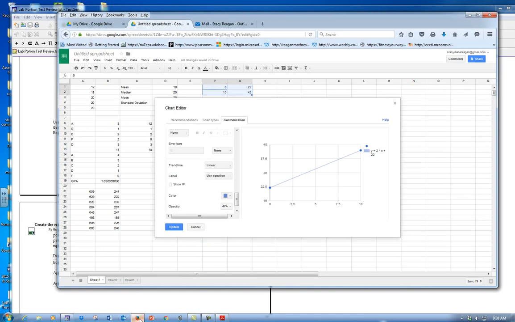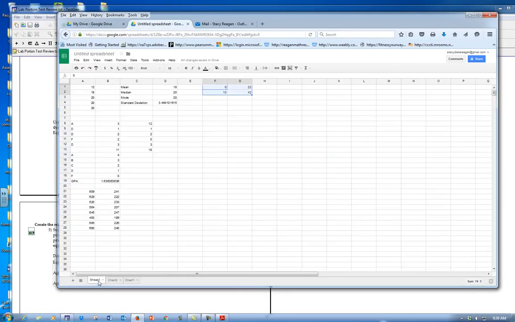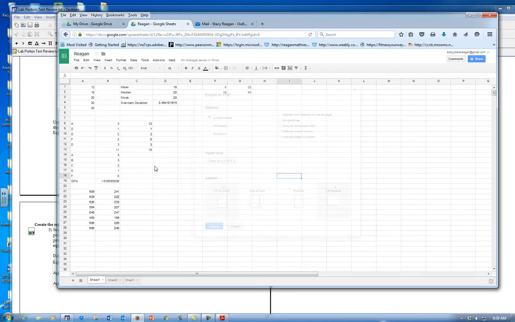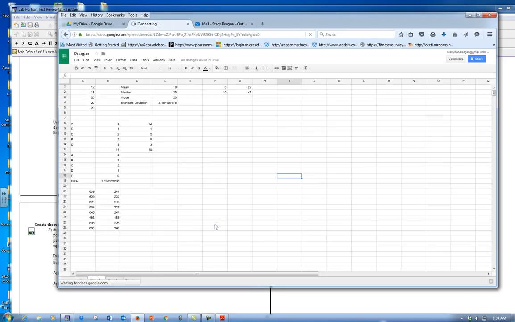You will be asked when you're finished. We're going to go ahead and update this, and it's already on its own sheet. So you're going to go into your sheet. You're going to call it your name. I'll have those directions on there. You're going to hit File, Download As, PDF. All sheets, hit All Sheets so that you have them all. Export.